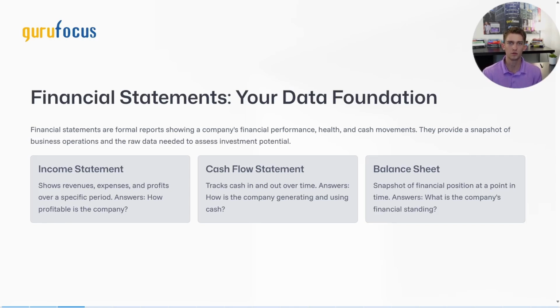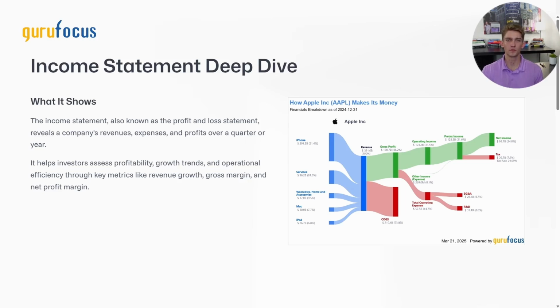First is the income statement, also sometimes called a profit and loss statement, or P&L. It reveals a company's revenues, expenses, and profits over the course of a quarter or a year. It can provide a key look into things about a business like profitability and operational efficiency. And it's where you'll find key metrics like revenue growth, gross margins, and net income. And as you can see here, for each of these financial statements, GuruFocus provides a chart that breaks down the report, so you can quickly and easily visualize how money flows in and out of a company.